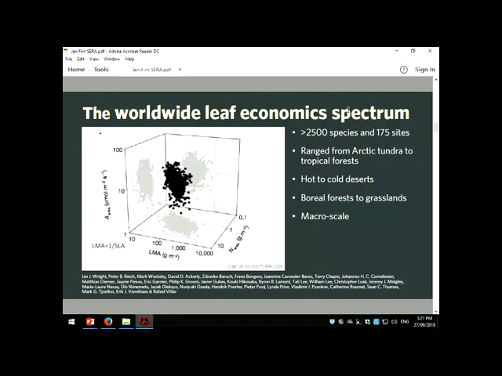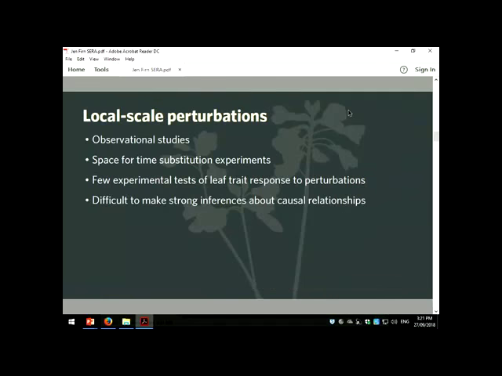Somewhere along the way, and I have done this as well in my research, what has been interpreted is that these leaf relationships also hold at a local scale in response to short-term perturbations. But there hasn't been a large-scale experimental study on how that holds up in specific biomes such as grasslands. The information that's been tested has largely been observational studies or space-for-time substitution experiments, and there have been very few experimental tests of this response. It makes it really difficult to draw these inferences and to assemble new communities based on leaf traits and strategies without testing it in an experiment.